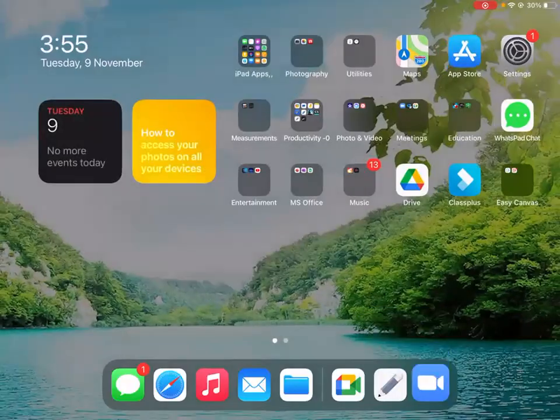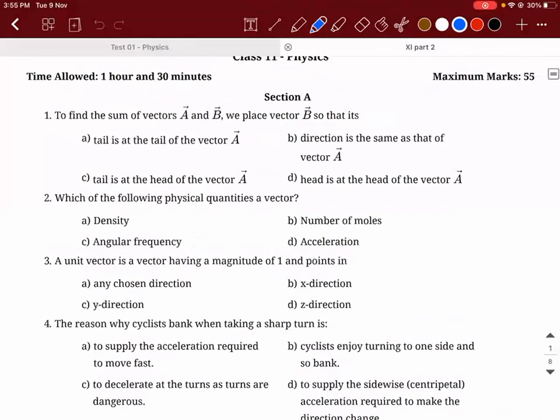Yeah. So listen. To find the sum of the vectors A vector and B vector, we place the vector B vector so that, they're indirectly asking what is the statement of the triangle of addition of vectors. What is the answer? So A vector, B vector, correct? To find the sum of A vector and B vector, we place the B vector so that the B vector's tail is coinciding with the head of A vector. Correct?